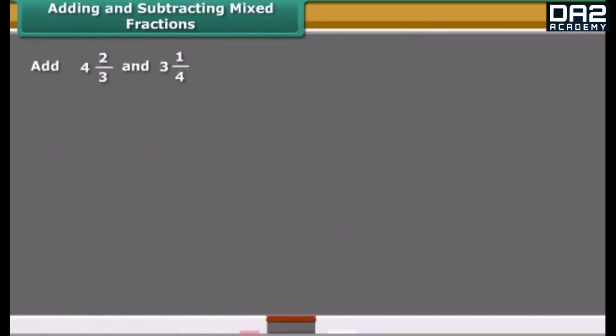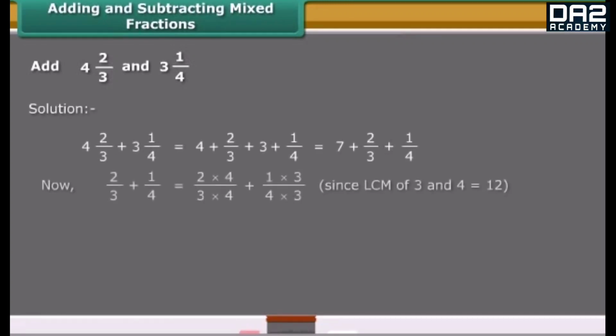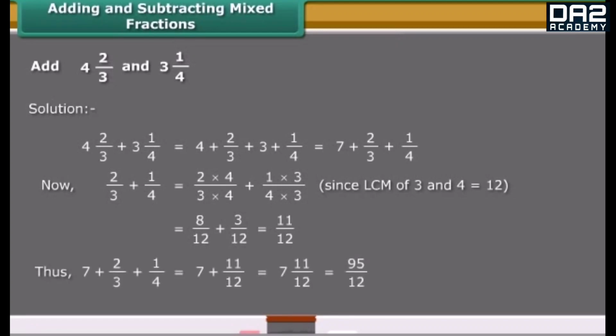Mixed fractions can be written either as a whole part plus a proper fraction or entirely as an improper fraction. One way to add or subtract mixed fractions is to do the operations separately for the whole parts and fractional parts, and the other way is to write the mixed fractions as improper fractions and then directly add or subtract them.